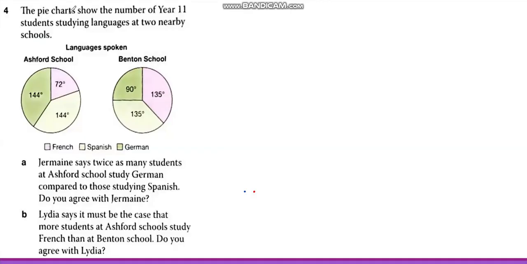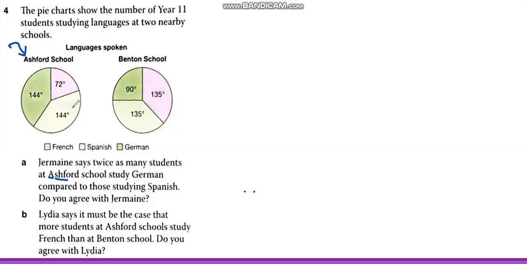In question number 4, the pie chart shows the number of Year 11 students studying languages at 2 nearby schools. So we are given a pie chart that represents the information about the different languages, like French, Spanish, and German. In A part, Germany says twice as many students at Ashford School study German compared to those studying Spanish. So if we are looking at Ashford School, we need to see what fraction of the students are studying German and what fraction are studying Spanish.